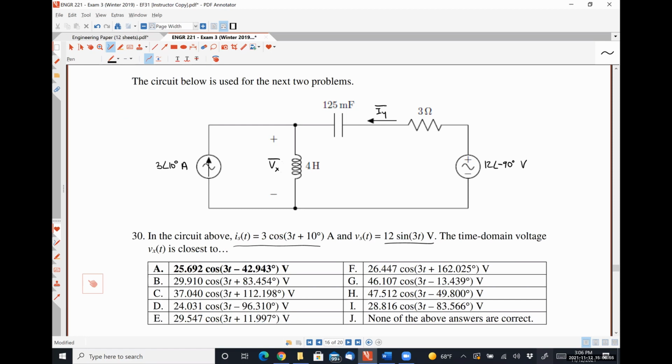The last two things that I need to convert are my inductor and my capacitor. So what should my 4 Henry inductor look like? J12, right? 4 times omega, which is 3. So J12.